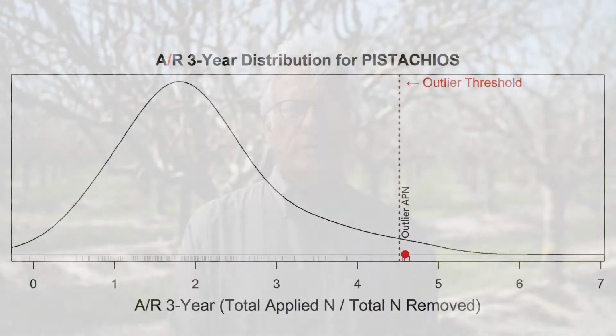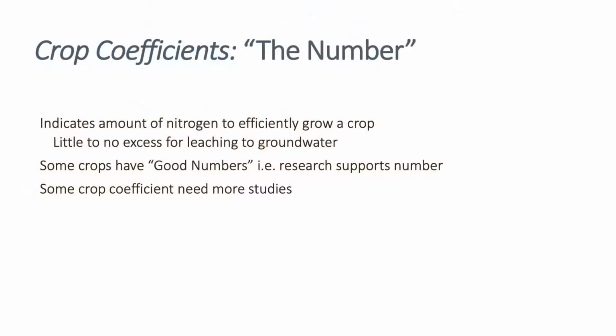So what we use to determine an outlier parcel is an average of 3 years of applications of nitrogen compared to that removed component. So the crop nitrogen coefficient is what we call the number. This is a very important indicator of the amount of nitrogen that is removed in yield that is harvested from a field. So the ideal is having little to no excess nitrogen left in the field that might potentially leach to groundwater. And then some crops have good numbers, other crops not so good.